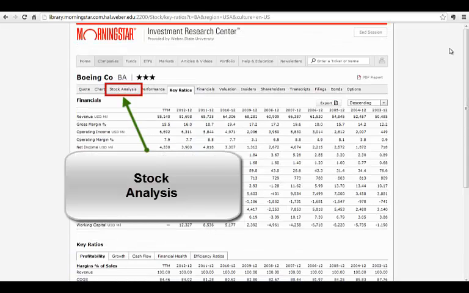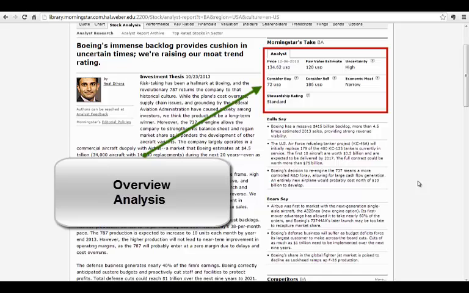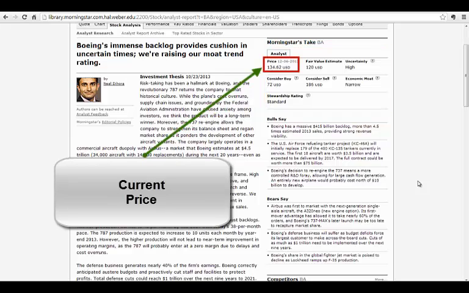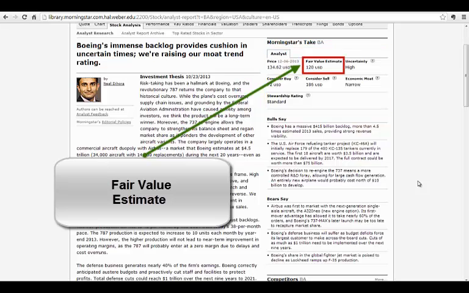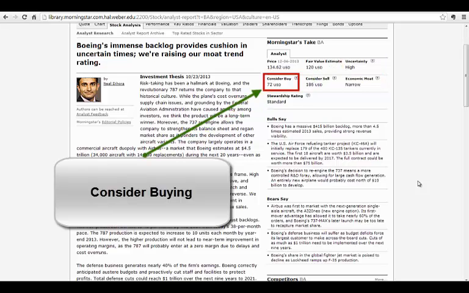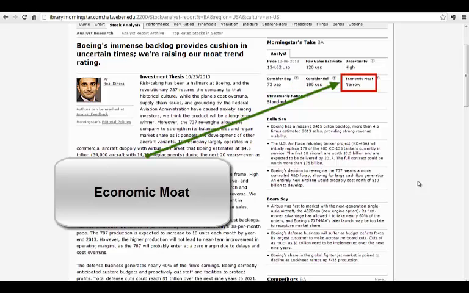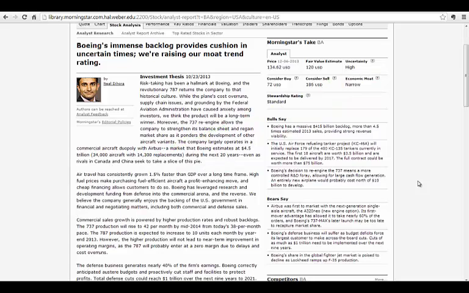The area I find most useful is the stock analysis. This is the area where you will get Morningstar's judgment on the company. Over on the right side, you get a brief overview of the analysis, including the current price, the fair value estimate, the uncertainty of the estimate, when you should consider buying the stock, when you should consider selling the stock, the economic moat, which is a determinant somewhat on how the company fares against competitors.